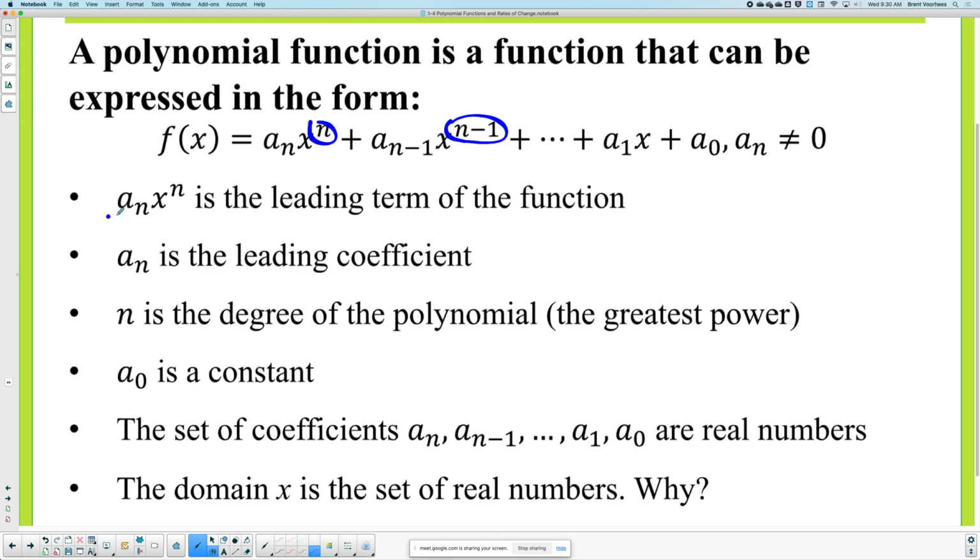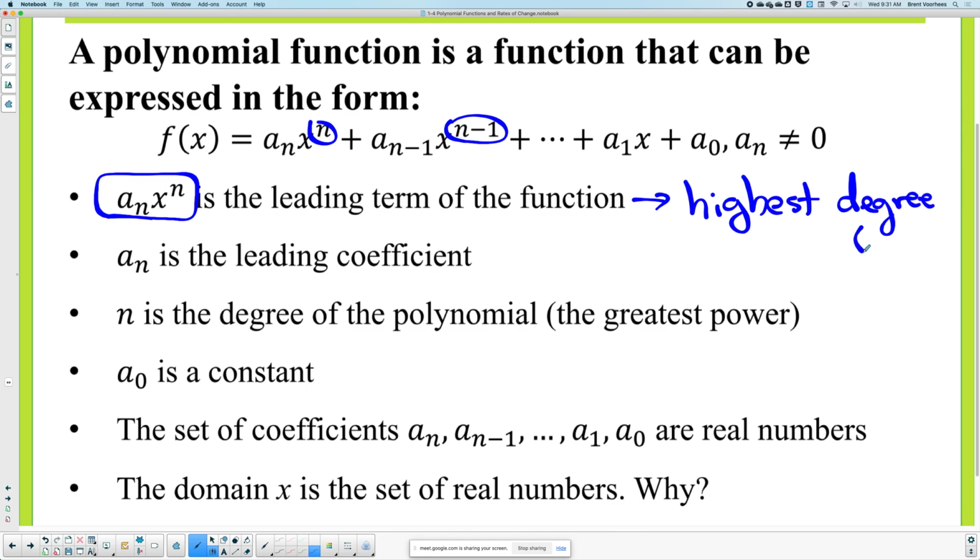This is called the leading term because it's the highest power, which the true name for that is degree. I'm going to write the word degree here, and then in parentheses, power. So what is a degree? It's the highest power. That's called the degree of the function. An is the leading coefficient, n is the degree. It's right here. N is the degree. Make sure you draw that, that's a word you're going to see a lot, degree. The word degree means it's the highest power.